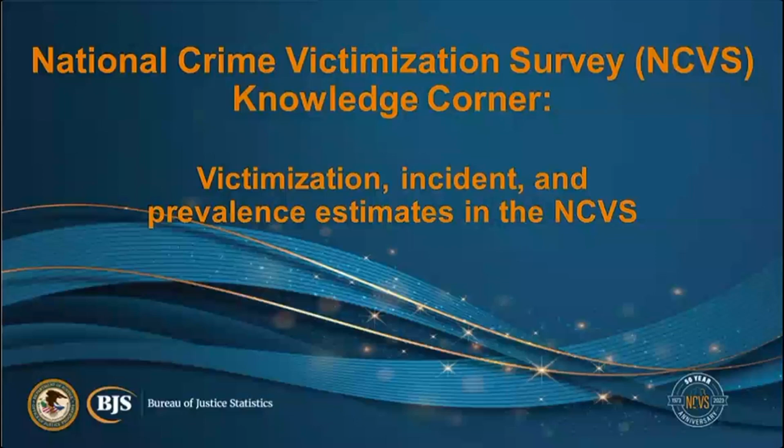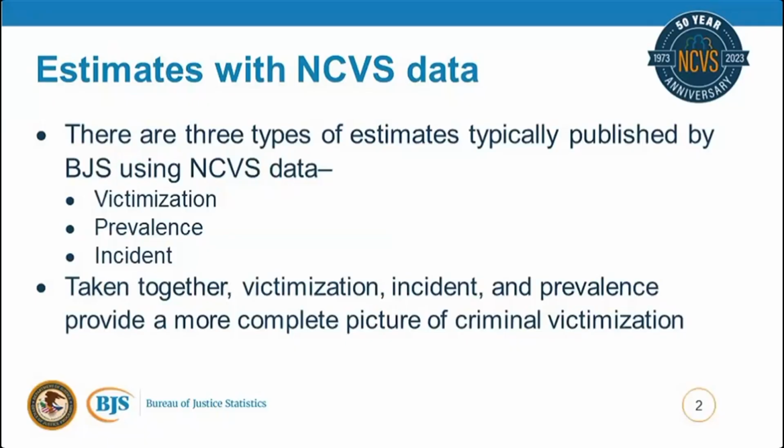This short video will focus on 3 types of estimates that can be calculated using NCVS data: victimization, incident, and prevalence. There are 3 types of estimates typically published by BJS using NCVS data: victimization, prevalence, and incident. Taken together, victimization, incident, and prevalence provide a more complete picture of criminal victimization.